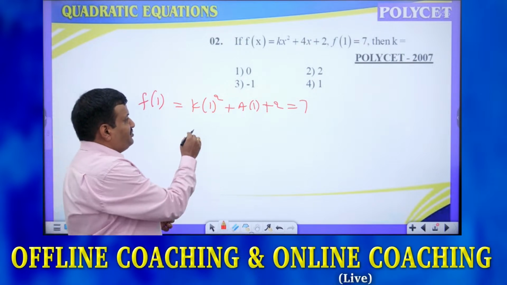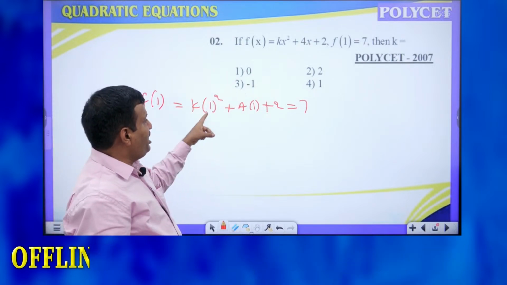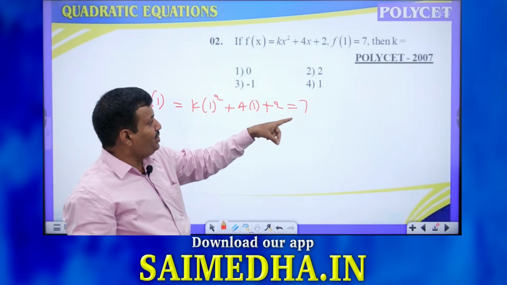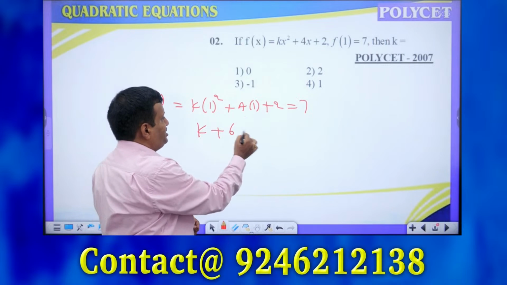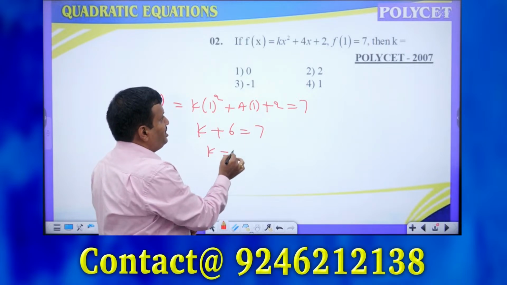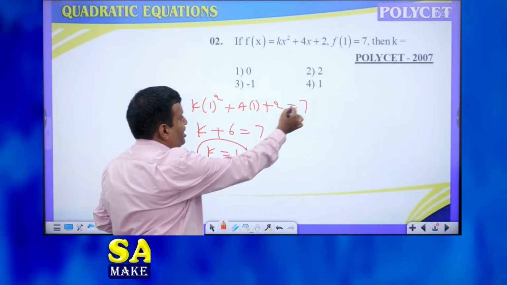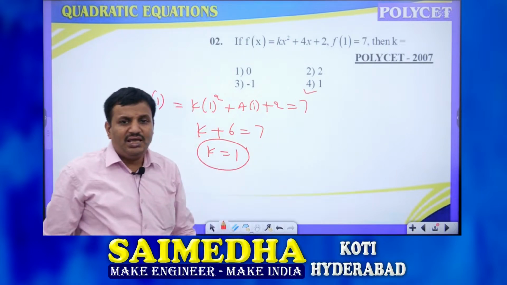What is the result of this one here? X బదులు 1 పెట్టేస్తాం. K into 1 square plus 4 into 1 plus 2 is equals to 7. What is the K value? K plus 6 is equals to 7. K is equals to 1 is the correct answer. Option 4 is the correct answer.